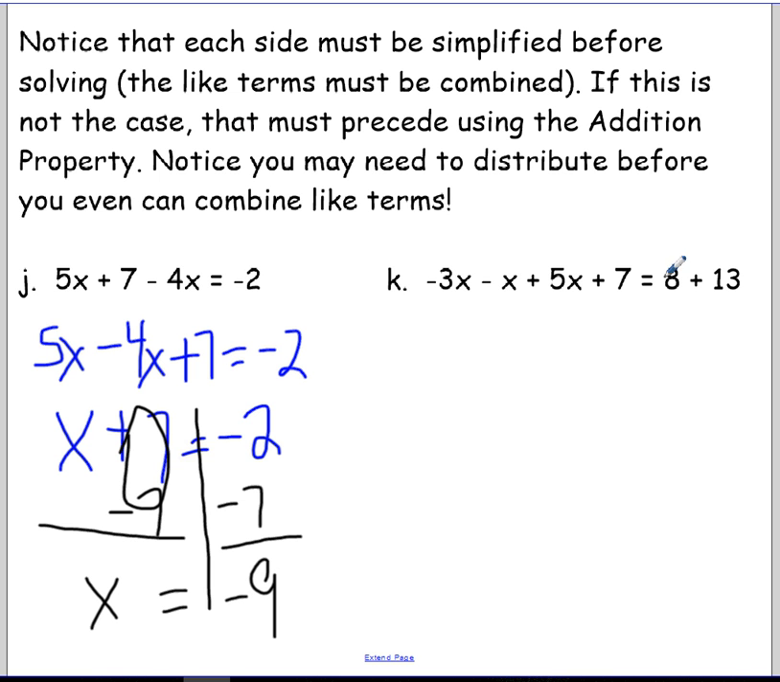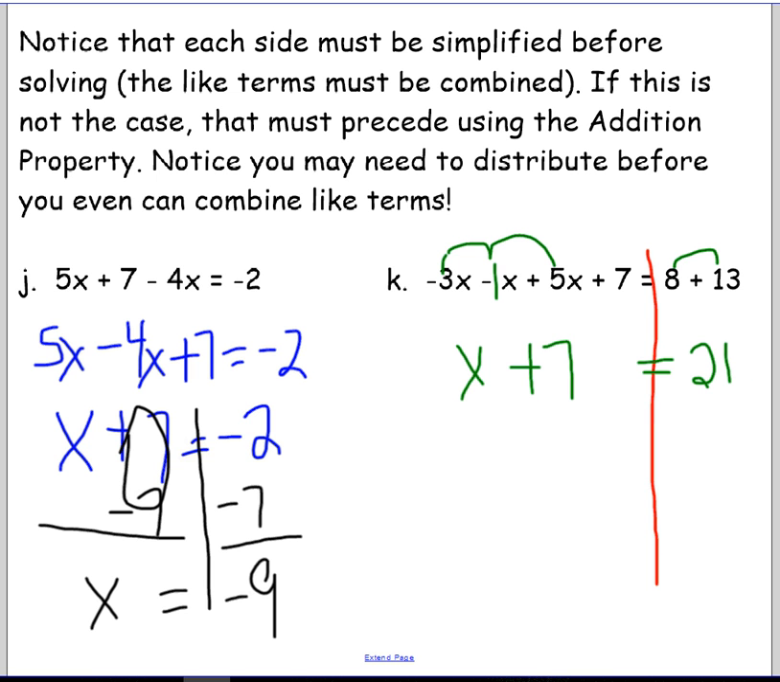So same thing. Here's my equal sign. When I'm dealing with just over here, I'm combining like terms. So we'll do negative 3 minus 1 more to get negative 4. Negative 4 plus 5 is positive 1. So all those combined together gives us x. And then we'll bring down our plus 7. There's no other constants to add to it. And then on the right-hand side, we just combine our 8 and our 13 to get equals 21.